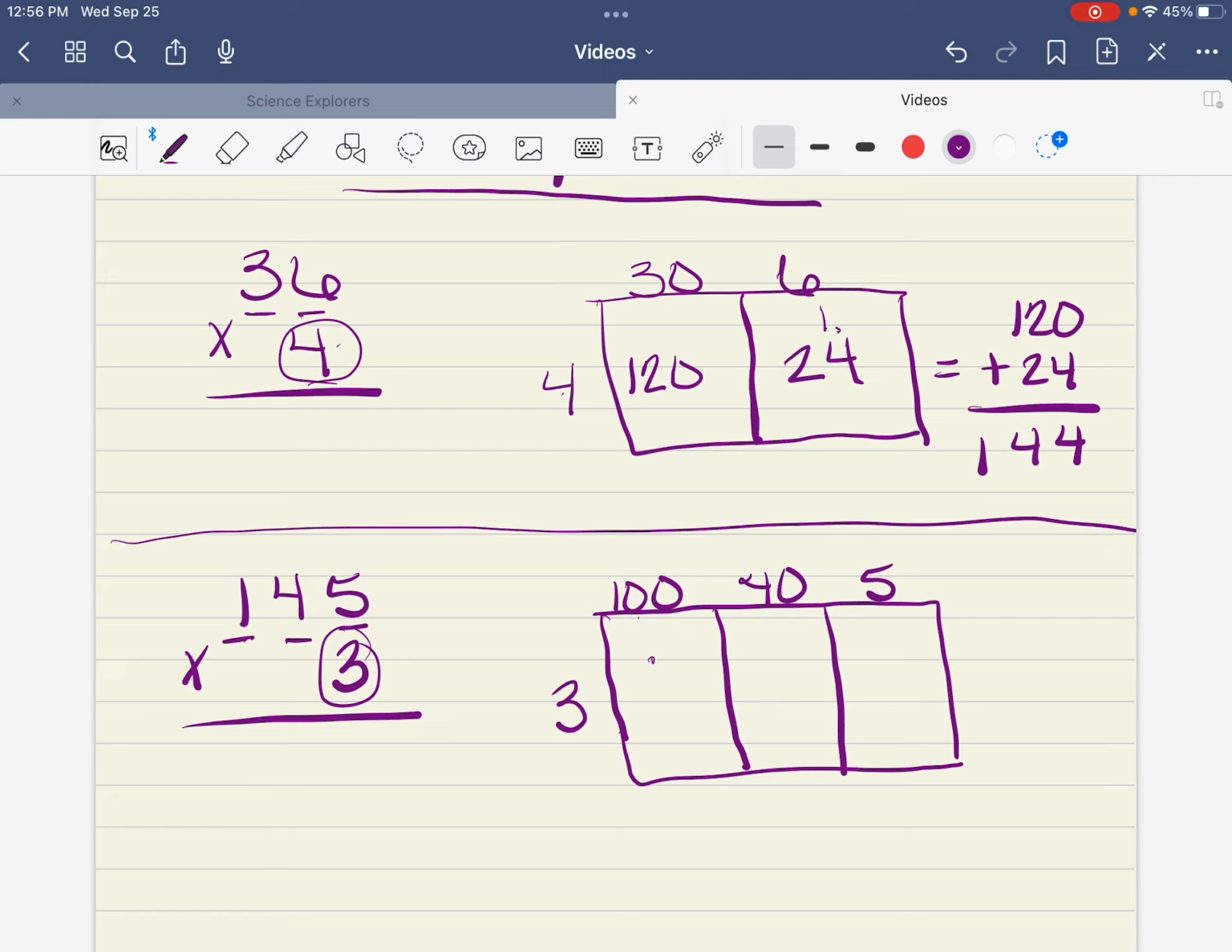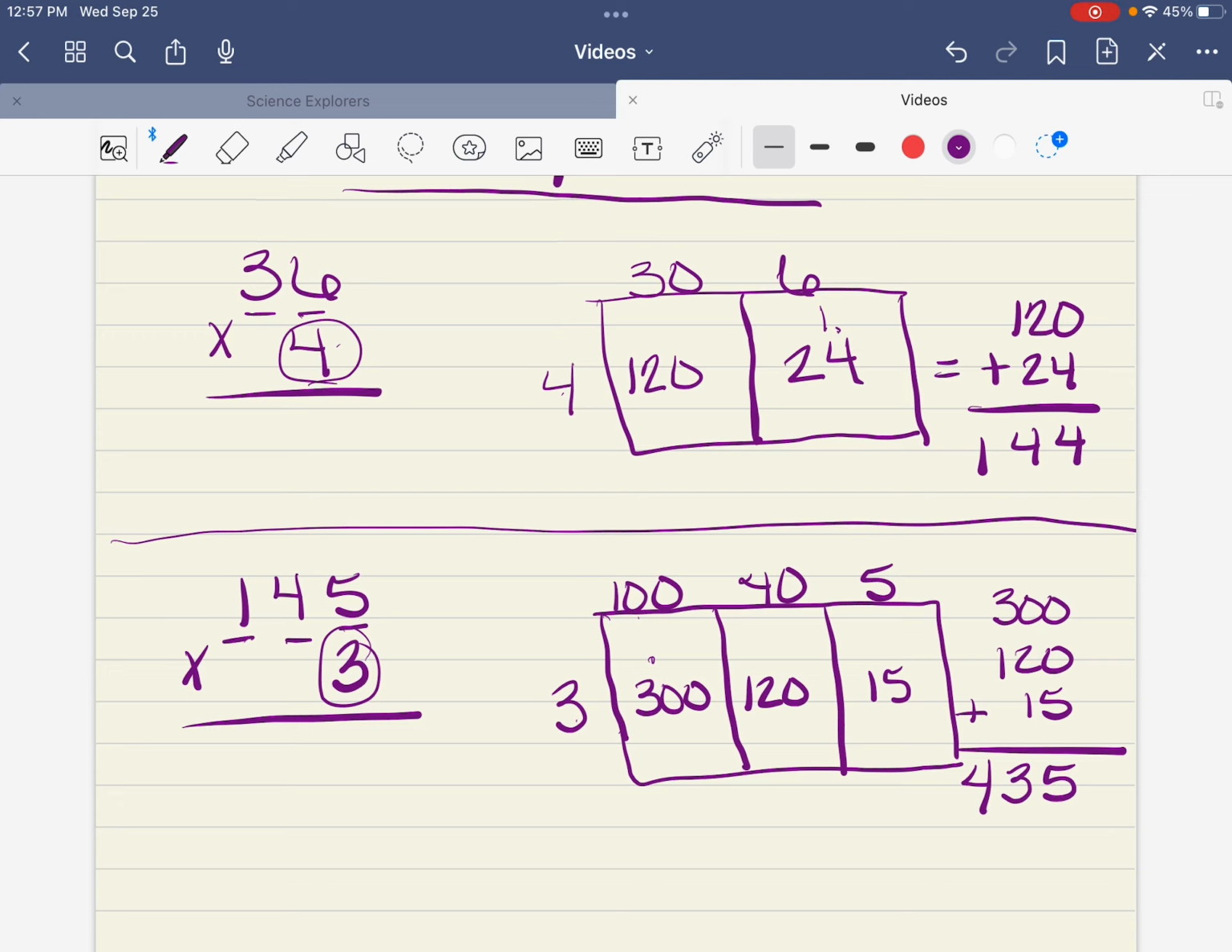Once again, where those two numbers meet, so in this first box, it's 100 times 3, which is 300. 3 times 40, so 4 times 3 is 12, and attach that 0, 120. And 3 times 5 is 15. To get our total, all we have to do is add. So 300 plus 120 plus 15. All right, we add all of that up, we get 435.